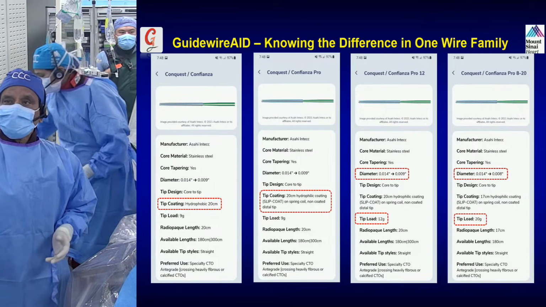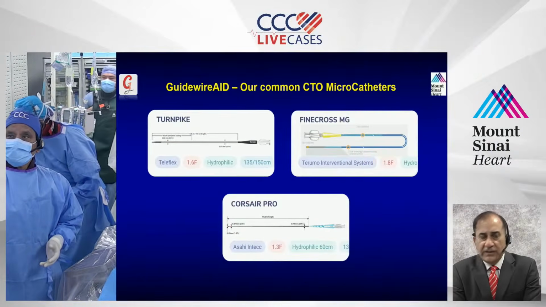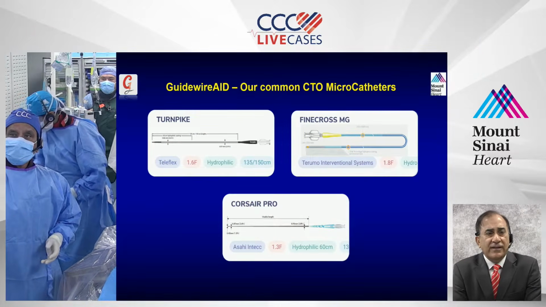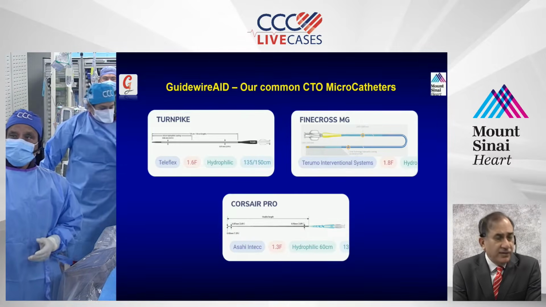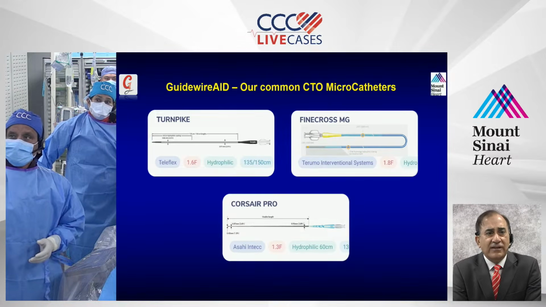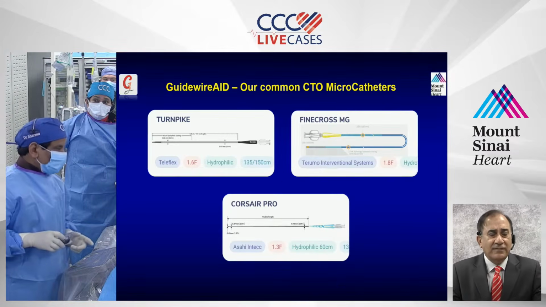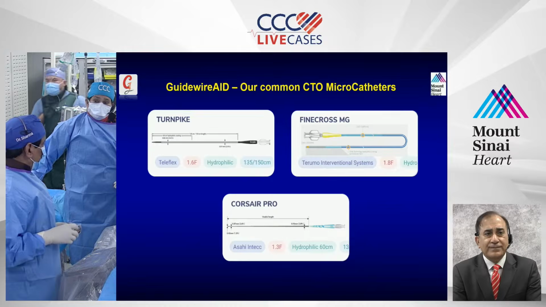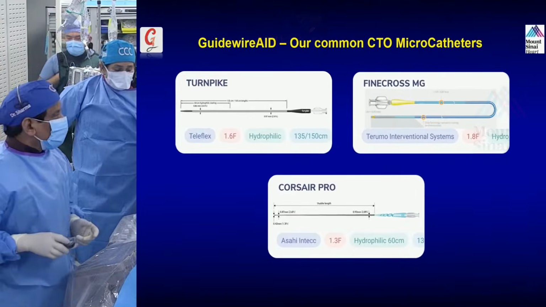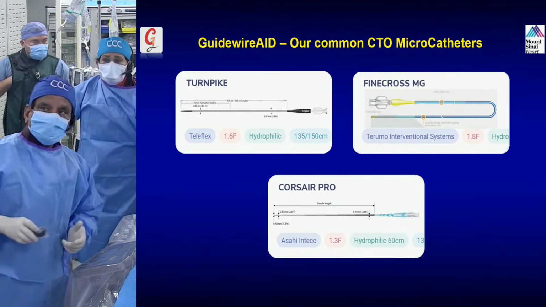So, of these eight wires you have shown with increasing tip loads, do you think sites doing a lot of CTO should have all of them, or, if you were to eliminate one or two, have at least most of them? No, I think they can have two of each category, each family. Excellent.